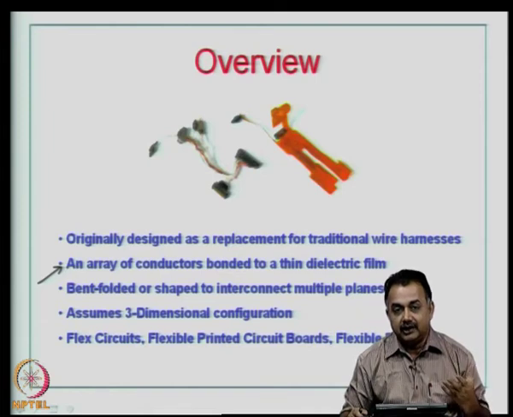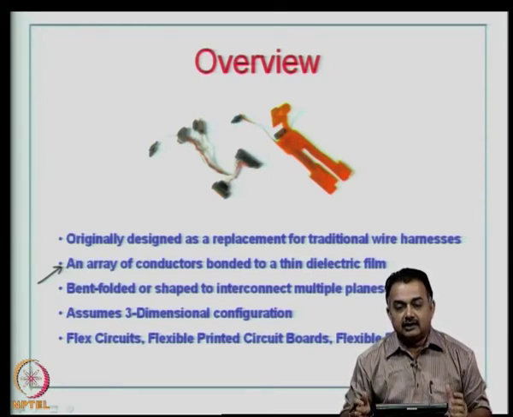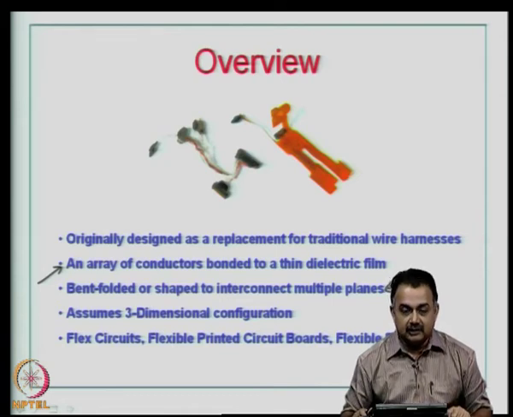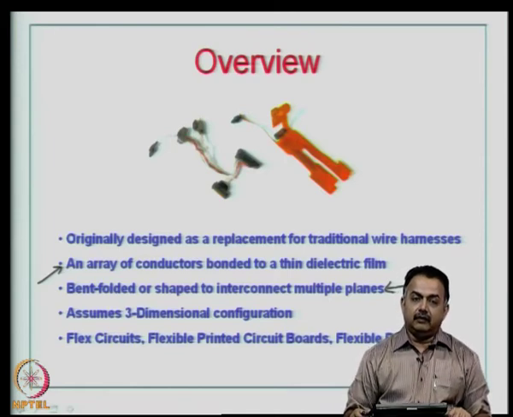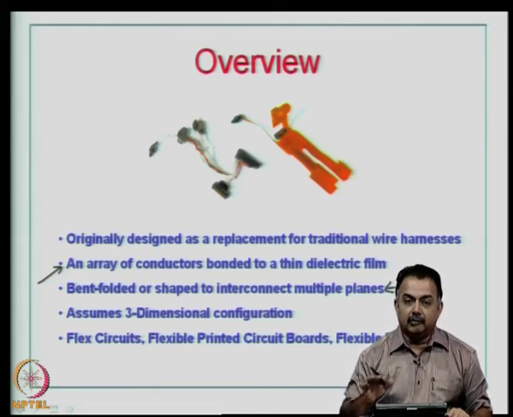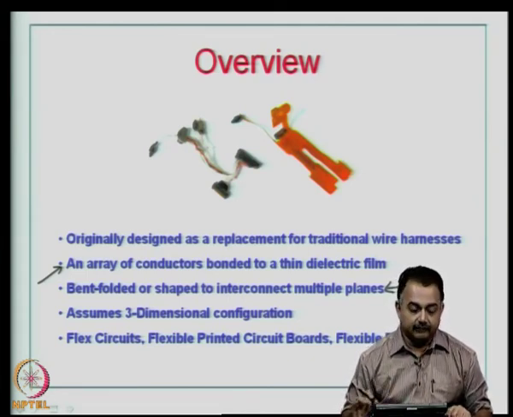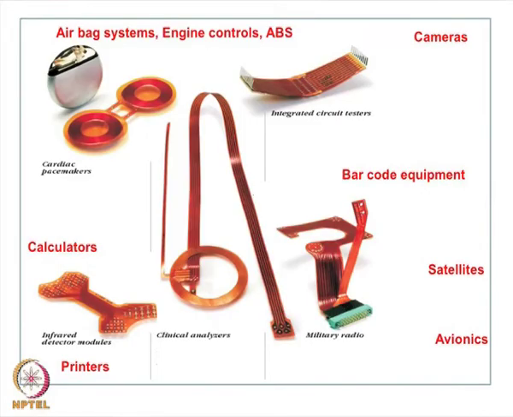So, it will assume a 3D configuration, and you can bend it, roll it and shove it into a mechanical product. Typically you will see these kinds of structures in cameras, camcorders and so on. Servicing is very easy, accessibility is easy, it occupies less space, it is low weight, and one would say that these circuits are medium dense or low dense circuitry. The names that are used are flex circuits, flexible printed circuit boards or flexible PCBs.